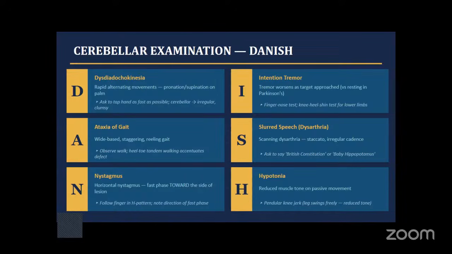So you can ask the patient to say certain things like baby hippopotamus, depending on the level of education the patient is at. So whatever they can say, constitution, the country's name, things like that. Then hypotonia, on your assessment of tone, that is something you would have noted.